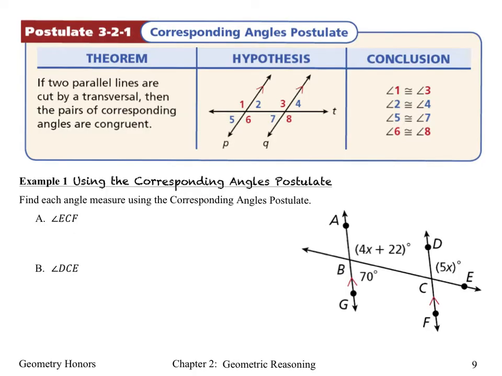Okay, let's take a look at the corresponding angles postulate. The corresponding angles postulate says, if two parallel lines, which we know they're parallel by the arrows here, are cut by a transversal, then the pairs of corresponding angles are congruent. So since 1 is corresponding with 3, 1 is congruent to 3, shown by the statement to the right. Angle 2 is congruent to angle 4, because those are corresponding, etc.